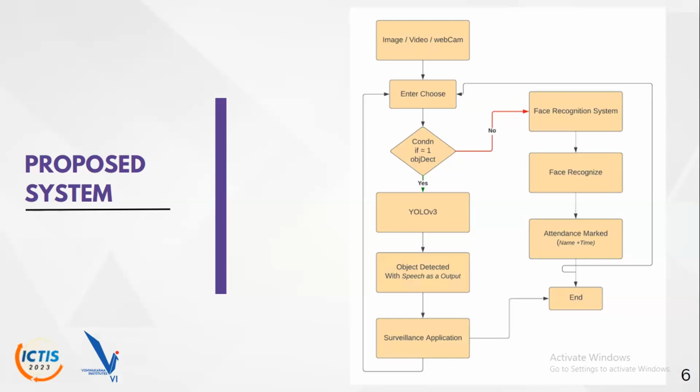It will speak out the object name. And if the user inputs 2, it goes to the face recognition system, where, if the person's data is present in the database previously, then and only then is the face recognized. As a result, the history of recognition, with the date and time, is stored in the particular Excel sheets.